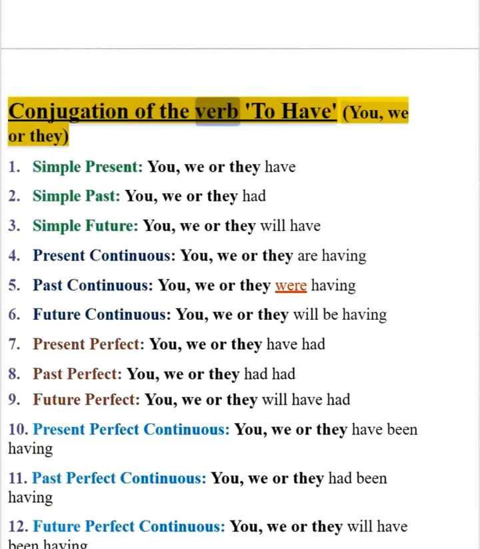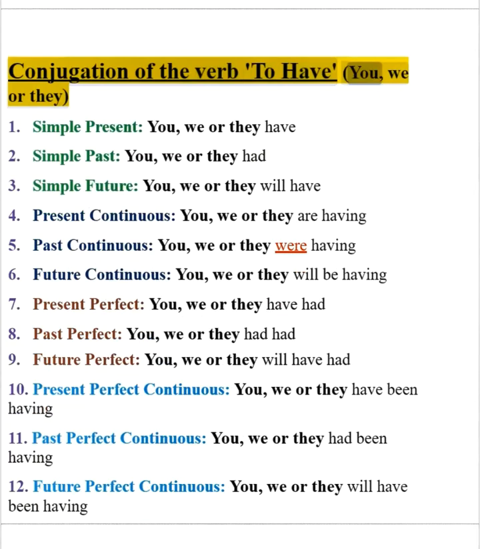Conjugation of the verb to have. You, we or they. 1. Simple present, you, we or they have. 2. Simple past, you, we or they had.